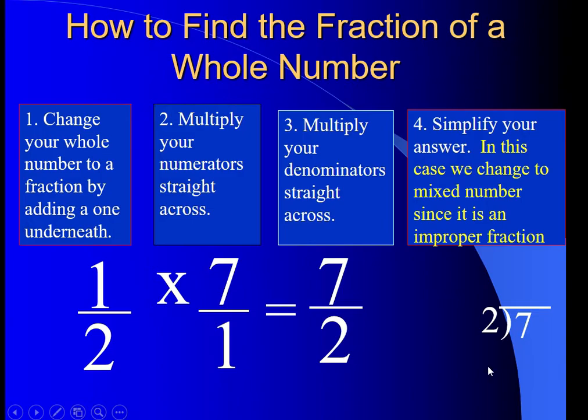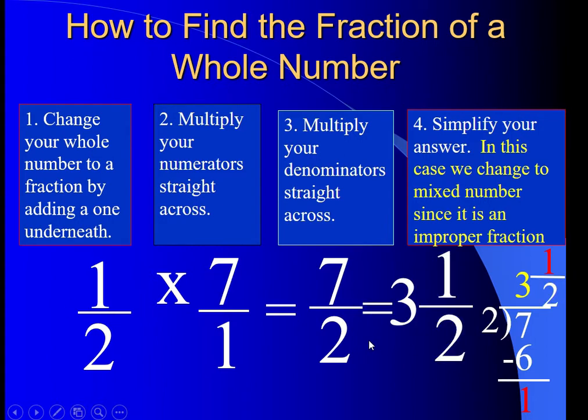7 divided by 2, we have 3. 3 times 2, we have 6. 7 minus 6, we have 1. So, gagawin natin itong mixed number, yung 1, mapupunta doon. Ano yung denominator niya? Ito. Yung divisor or this one. So, the answer here is 3 and 1.